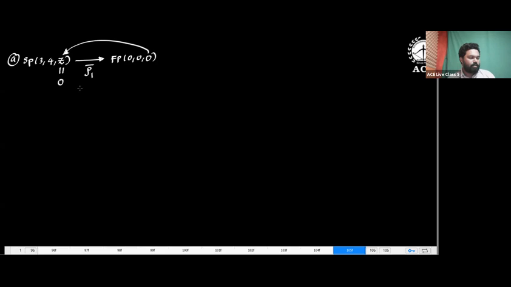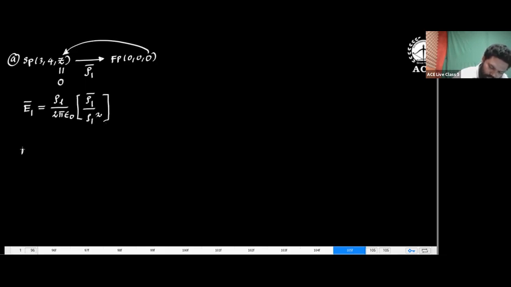Clear? Yes. So what happens to this one? Here it is. E1 is equal to rho L by 2 pi epsilon naught, rho 1 vector by rho 1 square. So the E1 is equal to, what is this rho 1, beta?